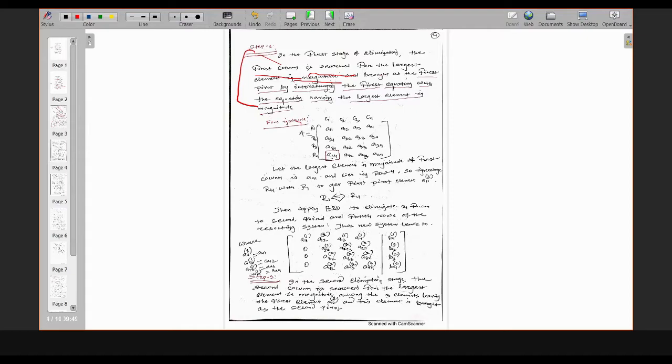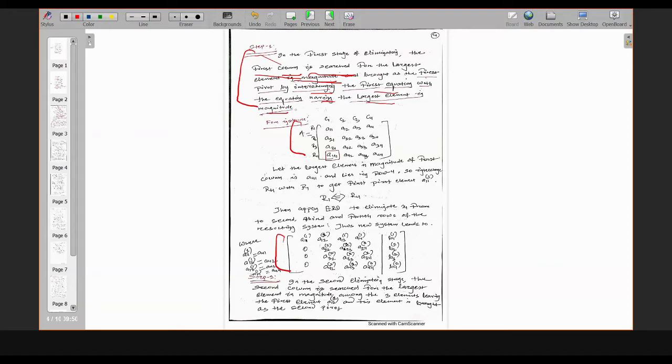If you just write that in the first step we get this matrix, and in the second step we get this, that means you have to remember these elements and write them. But how you are getting them, you should explain. So in the first stage of elimination, the first column is searched for the largest element in magnitude, and brought to the first pivot by interchanging the first equation with the equation having the largest element in magnitude. First understand what is written here.